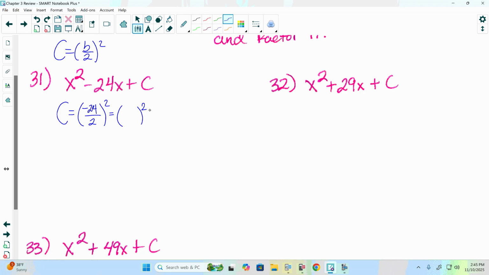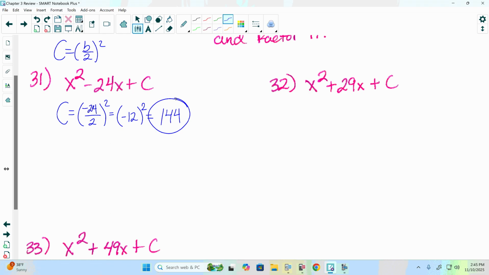Now, as we're finding this first value, the value of c, the first thing we need to do is, is negative 24 divisible by 2? Can we reduce that? Yes. Negative 24 over 2 will reduce to negative 12. Now, at this point here, we can square it. Negative 12 times negative 12 is going to be 144.